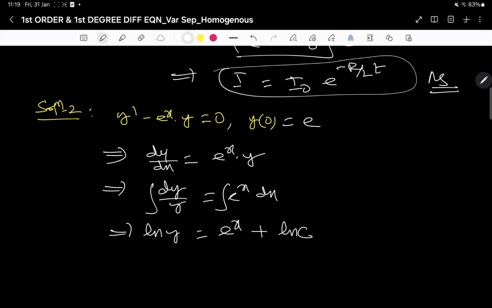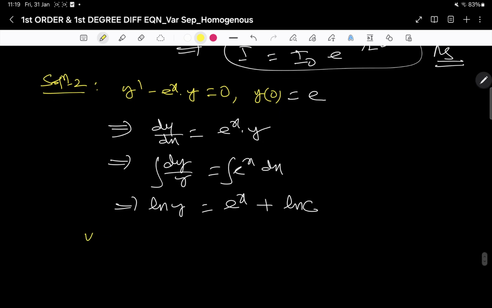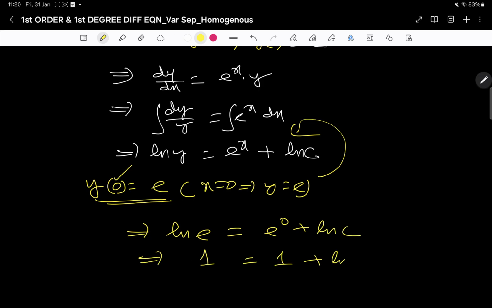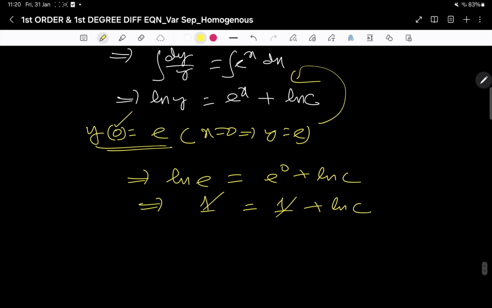Let us simplify. Now you impose the condition y of 0 is equal to e. What does it mean? When x is 0, y is e. So you substitute it here. ln e is equal to e to the power 0 plus ln c. So ln e is 1, equal to 1 plus ln c. 1 and 1 cancel, so ln c is equal to 0. For what value of c is it 0? So c is equal to 1.